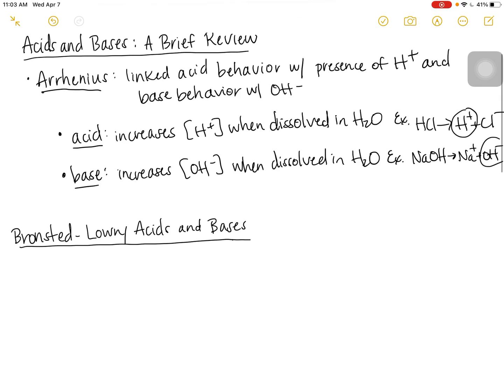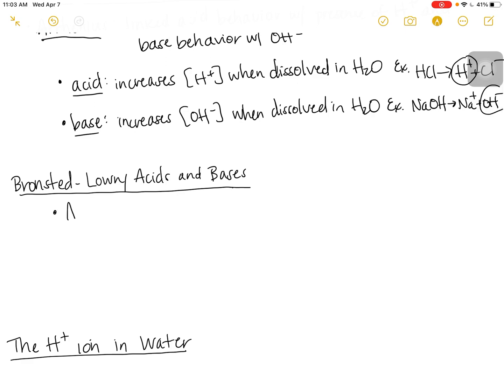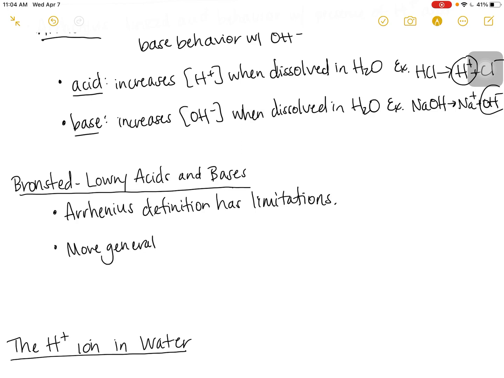And so that is one definition of acids and bases. The problem was that the Arrhenius definition has some limitations, and it doesn't quite encompass all of the acids and bases that there are. And so there's kind of a more general definition, which is going to involve the transfer of an H plus ion. And so that is going to be the Bronsted-Lowry definition.